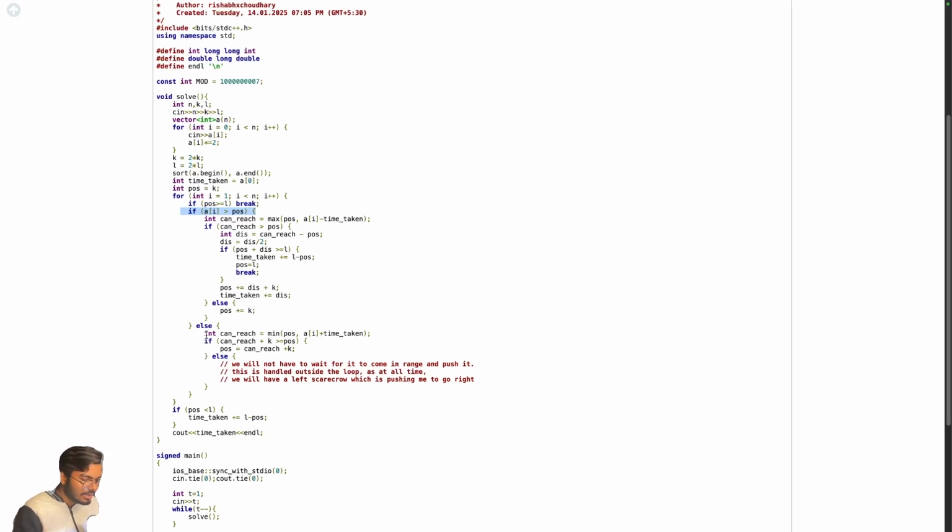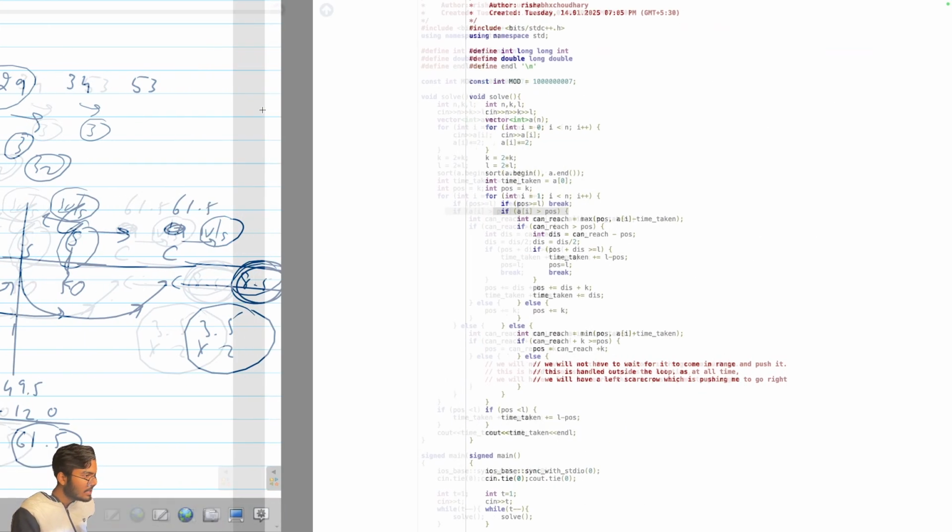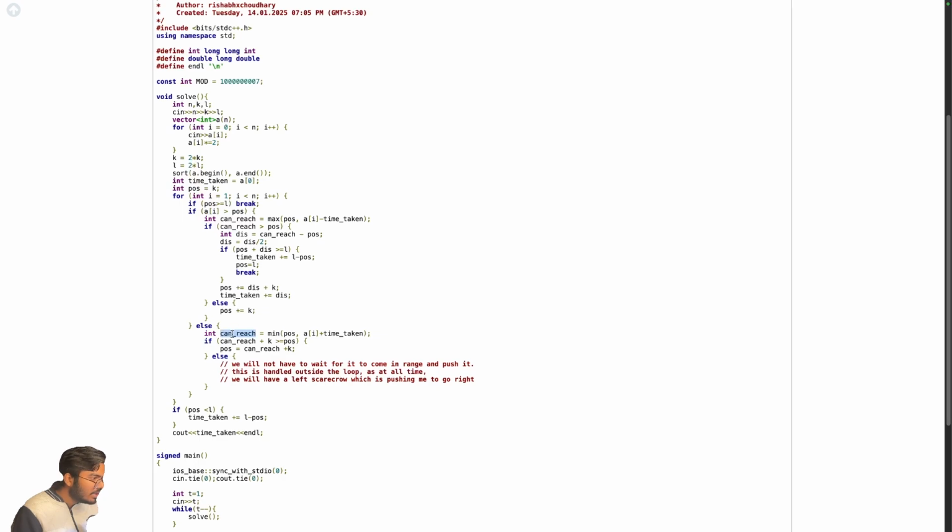So obviously if it is less, like we had in this case, I am at position 12 and this scarecrow is at position 3, and 3 plus 3 is 6, and the distance between 6 and the current position is less than k. So the crow will automatically teleport to 6 plus 12, which is 18, right? So that is what we have. If the maximum index that I can reach, the current position of this scarecrow plus k, is greater than or equal to position, the position will be updated to can-reach plus k, right? Otherwise we do not really have to handle it, because after this loop ends we are already handling it here.